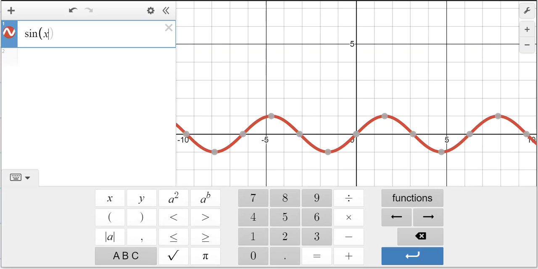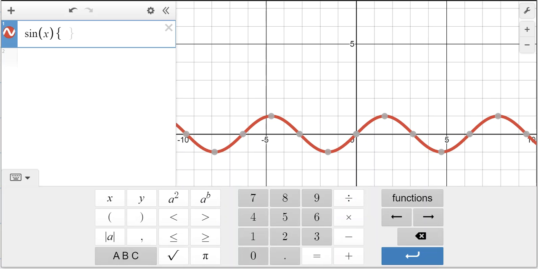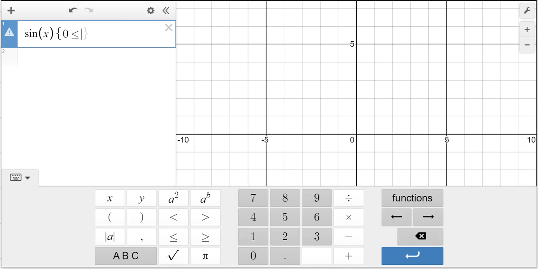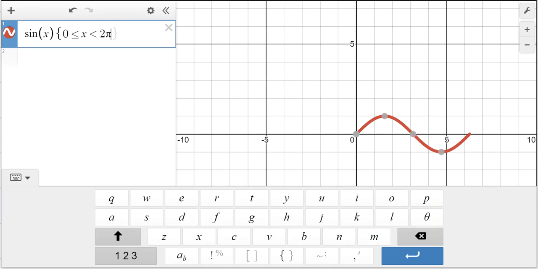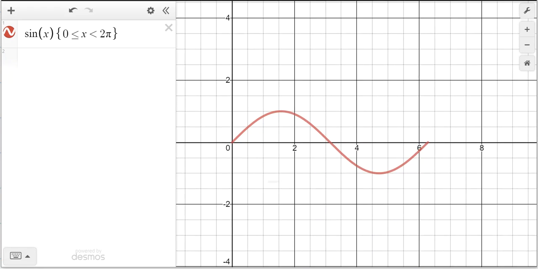Inside the keyboard on Desmos's site, we can click on Functions, choose Sine of x, and there's our familiar sine graph. But what I wanted to point out to you here is that if I include our squiggly braces, which you can type with a regular keyboard, or if you jump into the ABC Desmos keyboard, this will allow us to restrict our domain. So I'm going to say that we only want solutions between 0 and 2 pi. And so what this does for us here is it provides our graph.